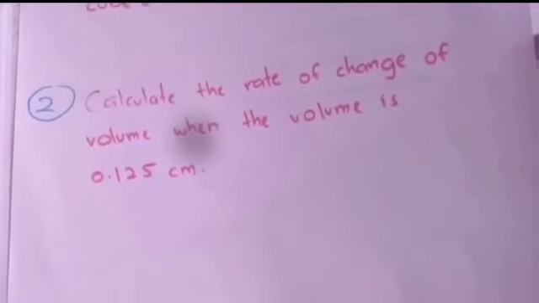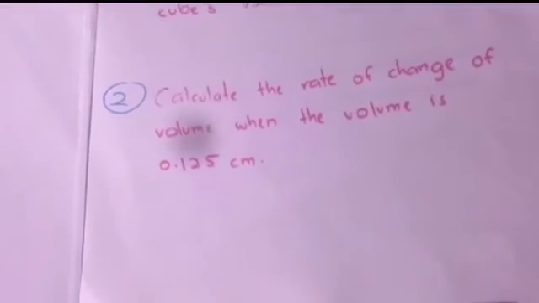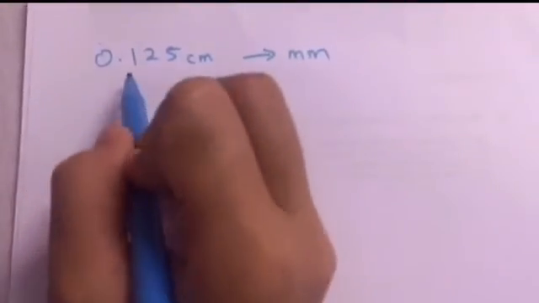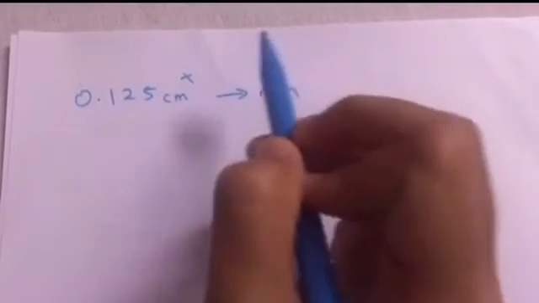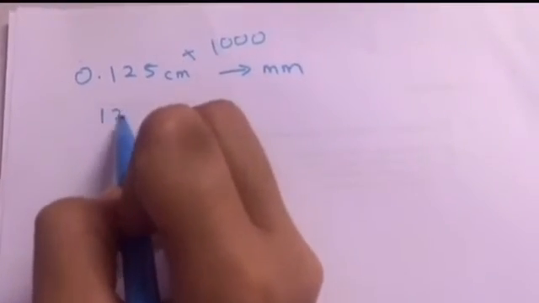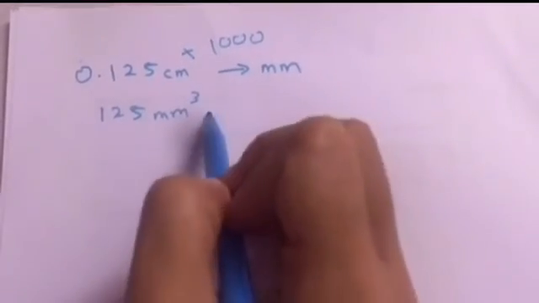As we mentioned, we're using millimeters, not centimeters. So first thing first, we need to change 0.125 centimeters cubed into millimeters cubed. We just multiply by 1000, and then we get 125 millimeters cubed in volume.